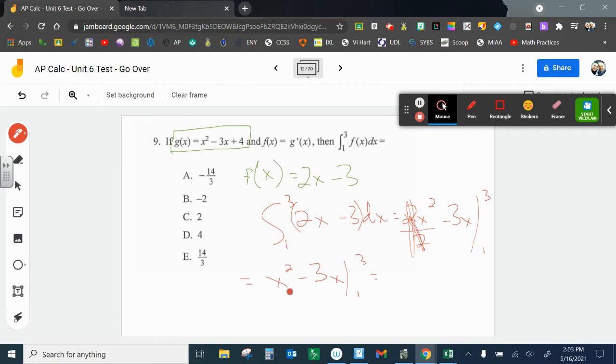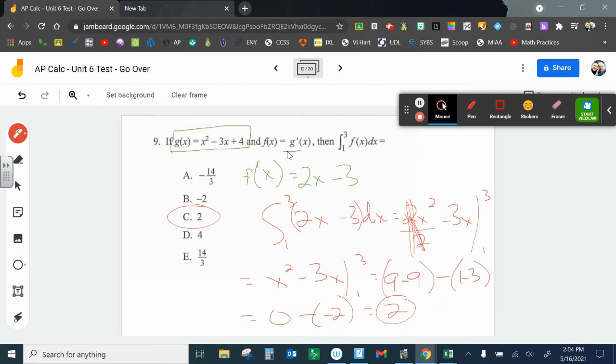And the fundamental theorem of calculus says put the 3 in first. So that's 9 minus 9. Those are gone. And then subtract when I put the 1 in. 1 squared is 1. Minus 3 times 1 is 3. 9 minus 9 is 0. Minus a negative 2, which is just going to be equal to 2. So number 9 is C.